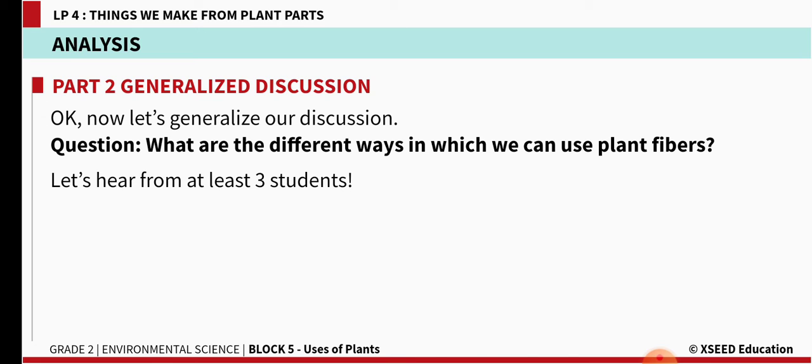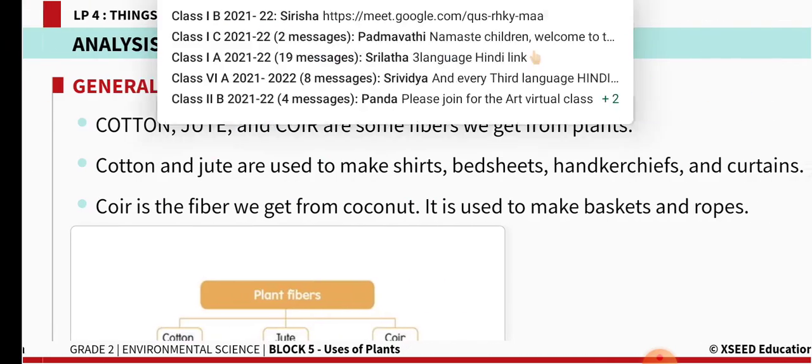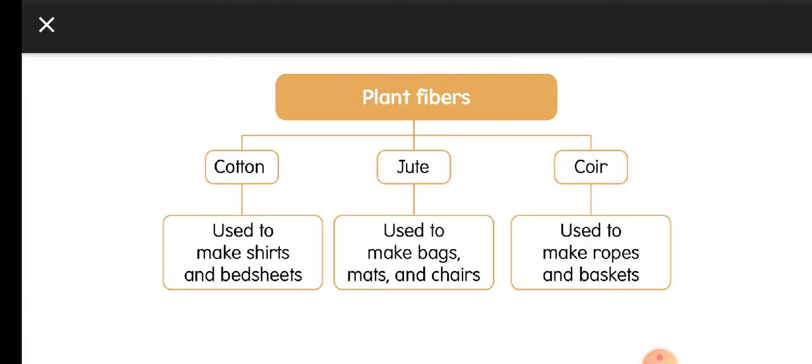What are the different ways in which we can use these plant fibers? What all do you use it for, children? Very good. See here, cotton, jute, coir. These three are the fibers we get from the cotton plant, jute plant and the coconut plant. Now how are they useful? Cotton is used to make shirts, bed sheets, saris, skirts and all. Jute is used for making bags, mats and jute chairs also are made.